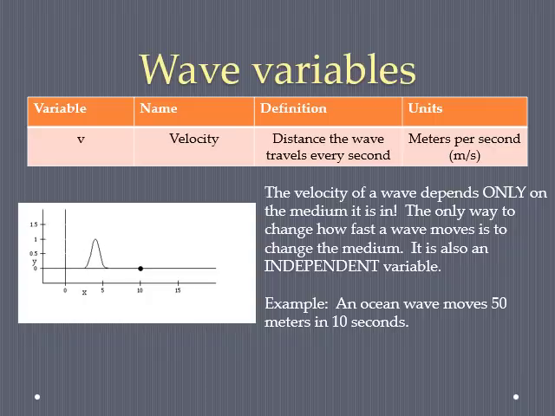A sample problem that you might get on your variables quiz would be: an ocean wave is moving 50 meters in 10 seconds. You should be able to read that sentence and identify the variable, which is velocity, and in this case, the velocity would be 5 meters per second.